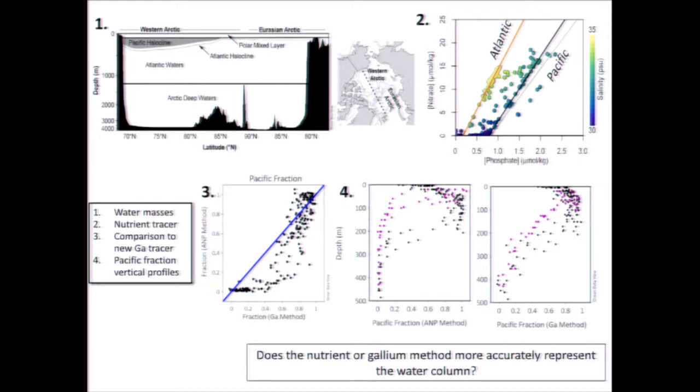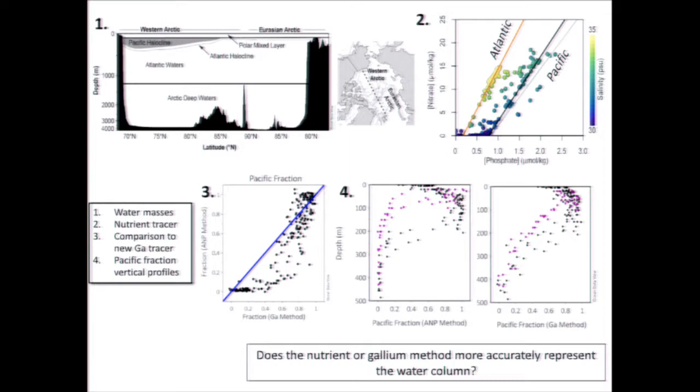For the nutrient method, we see that it goes from 100% Pacific water near the surface to very rapidly 0% Pacific water. What that tells us is that there's very little mixing between the Pacific water above and the Atlantic water below. Alternatively, our gallium method tells us a slightly different story, and that is that there's more mixing than we had anticipated. I'm going to leave a big pause here and say, okay, what does this even mean?